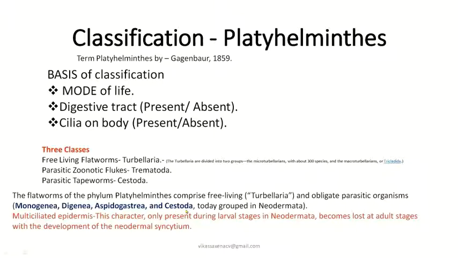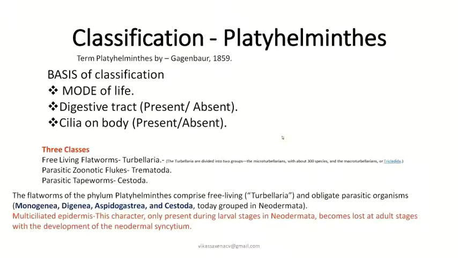Neodermata. The flatworms, turbellarians, have the old epidermis which is ciliated. But the obligate parasitic organisms either degenerate some characters or develop some characters. Like the reproductive system of these parasites is highly developed, but the alimentary canal is less developed. Then they do not need cilia on the outer body wall for movement.